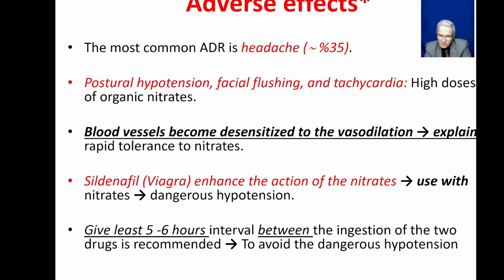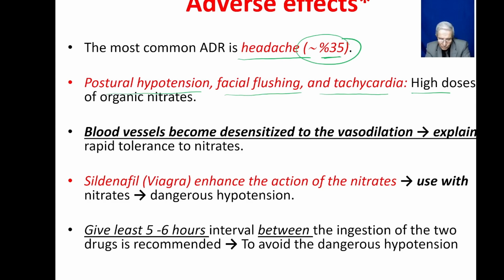Adverse effects, speaking about adverse effects, all nitroglycerin causes headache in around 35% of patients. So if you have 100 patients, about 35% will suffer from headache and flushing, facial flushing, tachycardia, postural hypotension, with high doses of organic nitrate. So number one, headache, flushing, facial flushing, tachycardia. Some patients may suffer from postural hypotension.